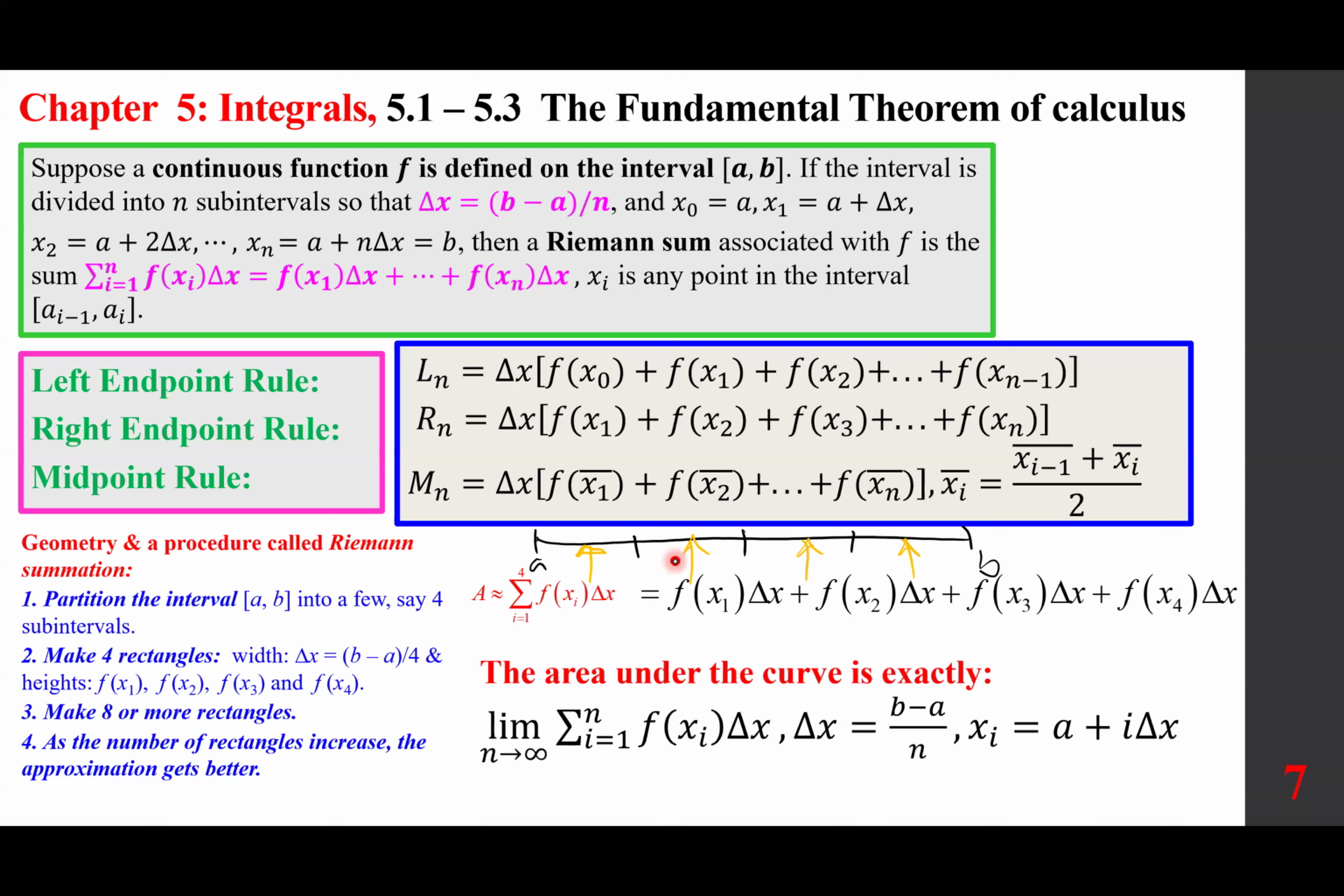What is the actual area under the curve? The limit as n goes to infinity of the summation of i from 1 to n of f of x sub i delta x, where delta x is (b minus a) over n, and x sub i is a plus i delta x. This is an exact area under the curve.